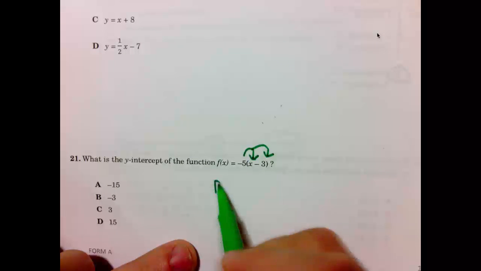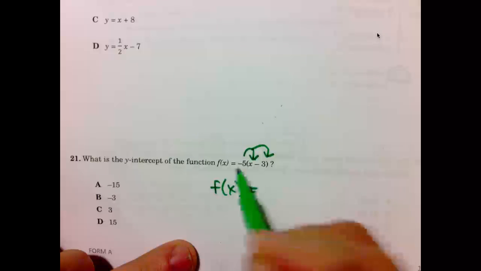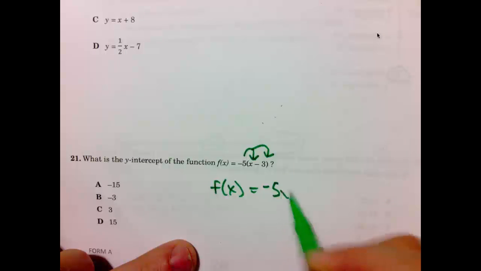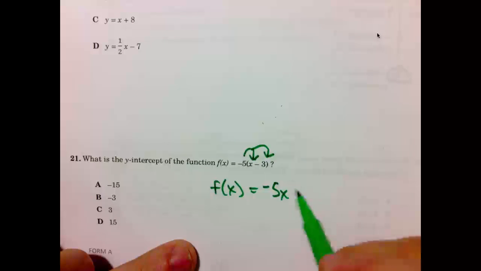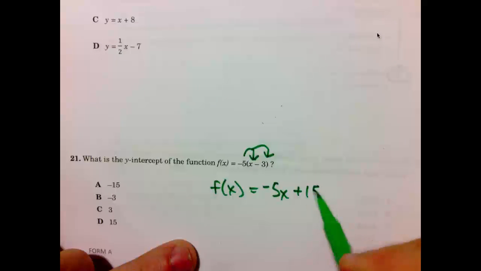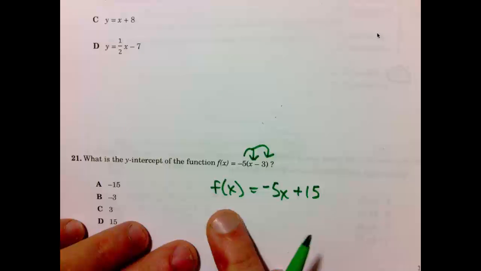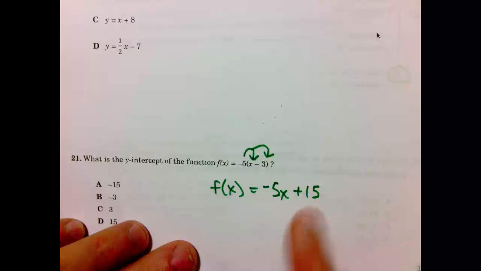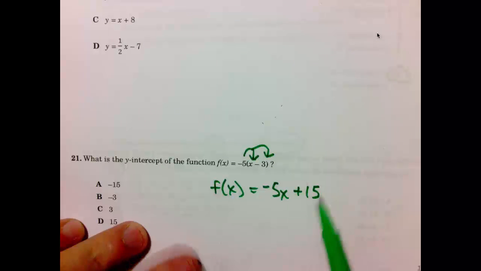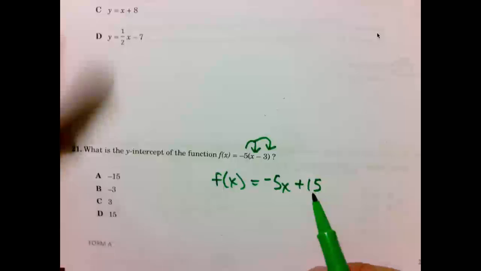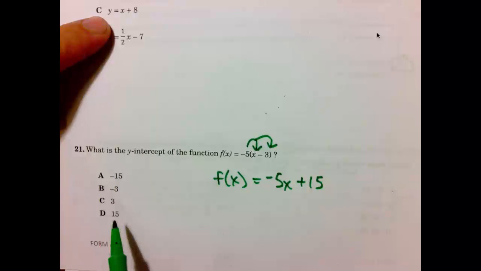So we have f of x equals -5 times x is -5x. -5 times -3 will be a plus 15. In the equation f of x equals -5x plus 15, the slope is -5. The y-intercept is positive 15. The correct answer on 21 is D.